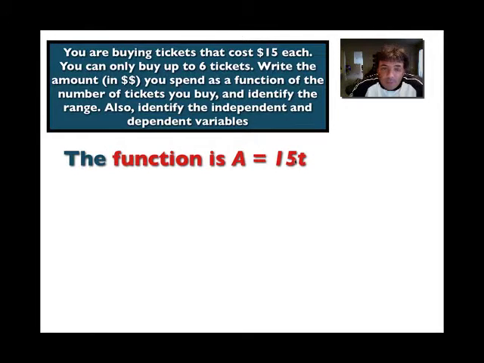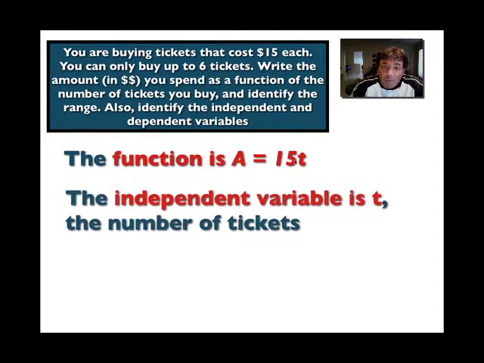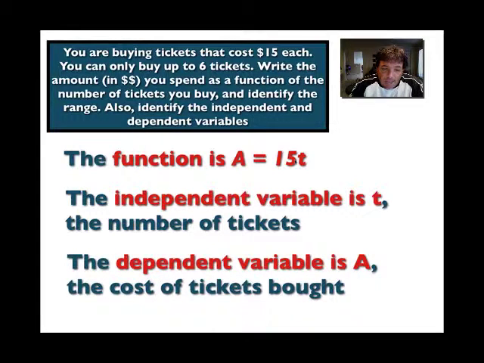Now, the independent variable is going to be the number of tickets, because you have control over that, right? The number of tickets you buy determines how much money you're going to be spending on those tickets. So that means the dependent variable is going to be a, the total cost of all the tickets that are bought. Again, if you put y equals 15 times x, I suppose that's okay, but in this case, I think they want you using the letters that make more sense to this particular problem.